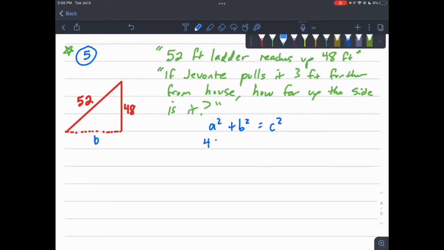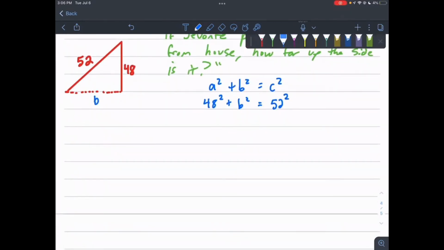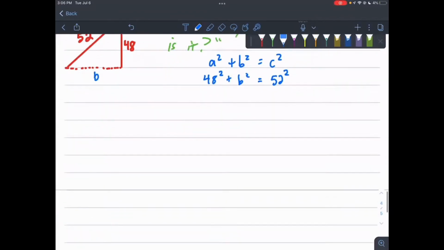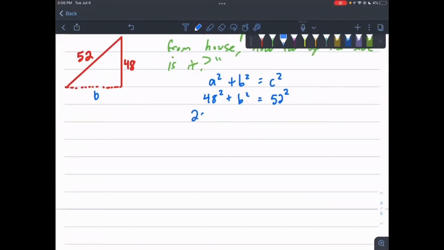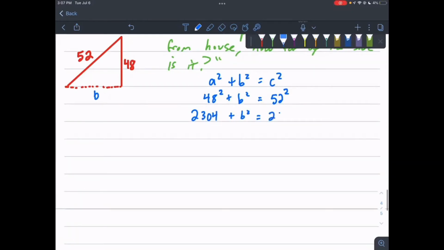A, we can go ahead and let be 48. We want to square that. B, we don't know what that is yet. And then C is going to be 52 squared. 48 squared is 2,304. B, we don't know what it is. And then 52 squared is 2,704.